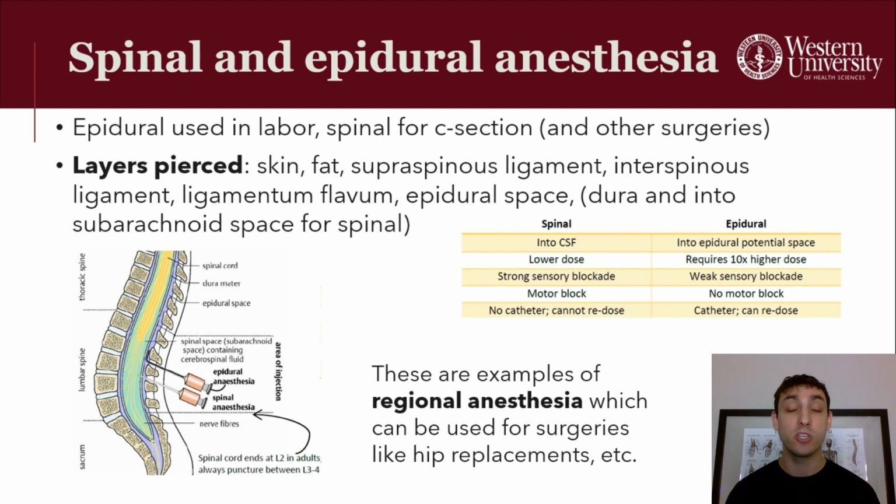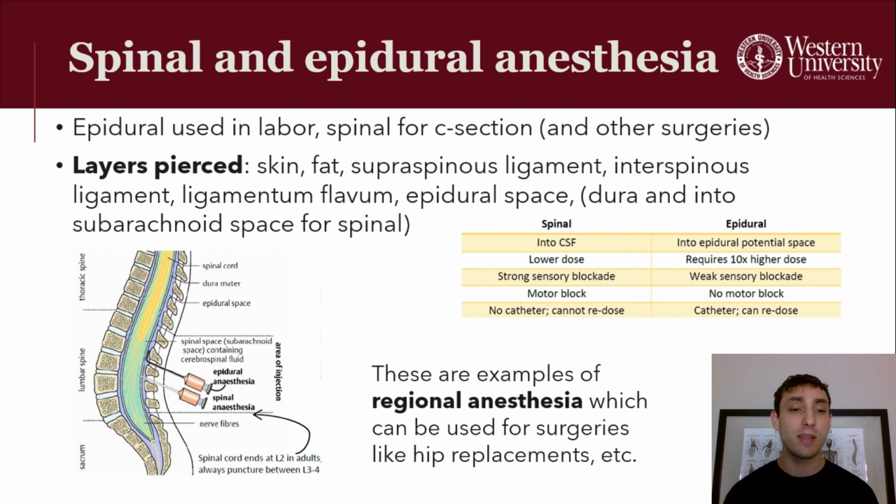They'll often get spinals alone or in addition to other anesthesia. A common question they're going to ask you is what layers are pierced during a spinal and epidural. So you go through your skin, fat, then your ligaments: the supraspinous, interspinous, and then ligamentum flavum. And you're going to go into the epidural space. If you're doing a spinal, you're going through the dura into the subarachnoid space.